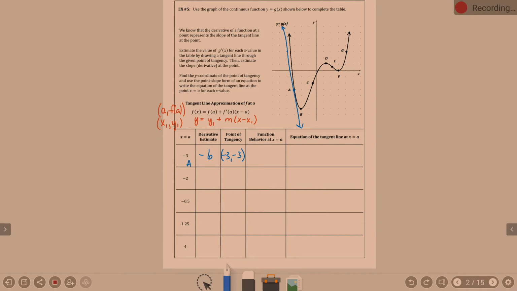Now, function behavior at x equals a. Increasing, decreasing, or constant are your choices. Decreasing. The tangent line is decreasing, so the graph is decreasing at that point.